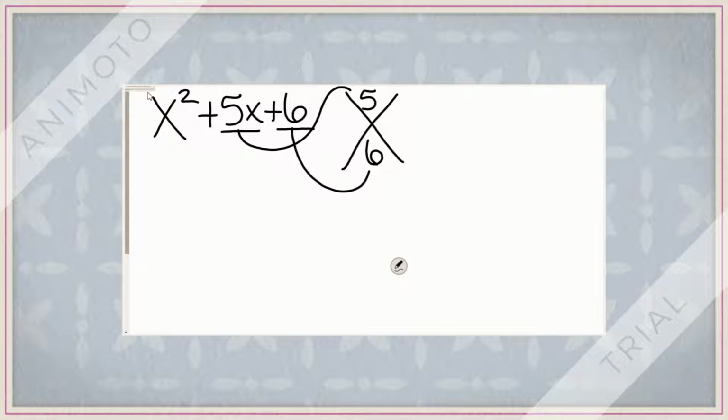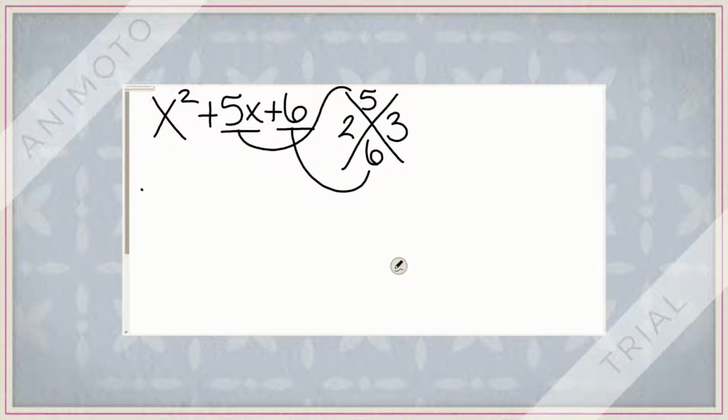Now, you are trying to find two numbers that multiply to get 6 and add to get 5. So 2 times 3 is 6, and 2 plus 3 is 5. So we're going to put our 2 and our 3 right there.